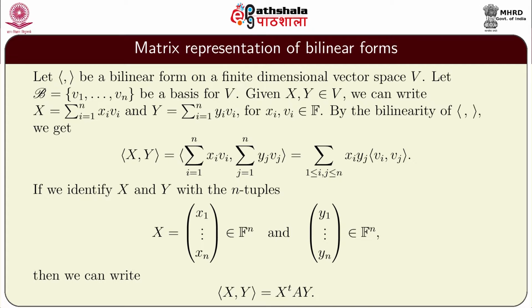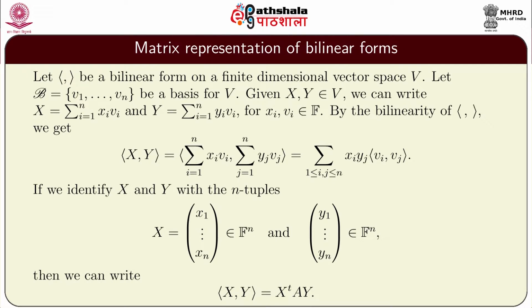on a finite dimensional vector space V, and let B denote a basis for V, which is given by the set consisting of the vectors v1, v2 and so on up to vn. Now, given x, y in V, we can write x as a linear combination of the vi's, given by summation xi vi, i equal to 1 to n, and y is equal to summation yi vi, i equal to 1 to n, such that the xi's and yi's are scalars.